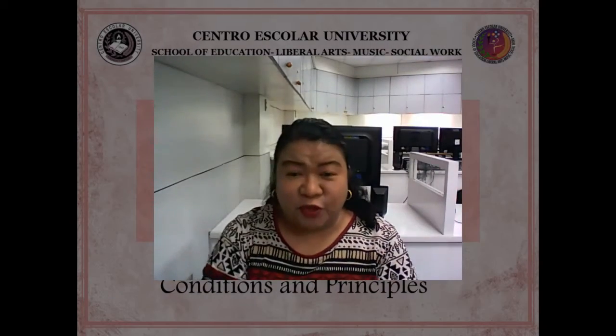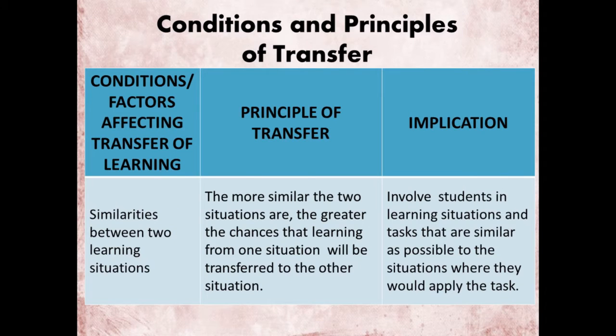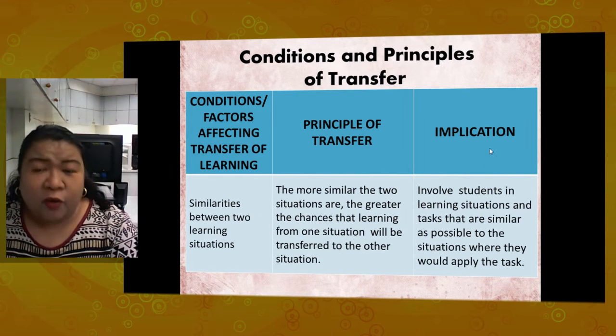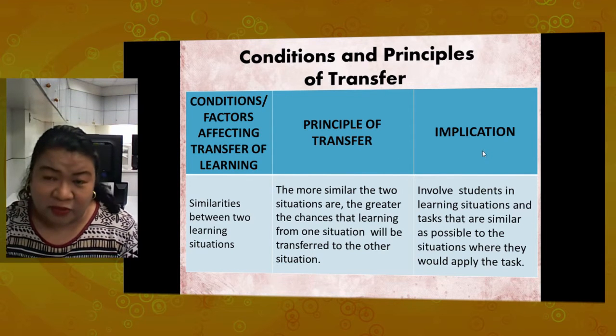Now we continue the discussion on transfer of learning, and we look into the conditions and principles of transfer. Okay, so the first one. Here we will have a discussion of each of these columns. You have the condition or the factor affecting the transfer, and then the principle, and then the implication. What will you do as a future teacher in order to apply this principle?